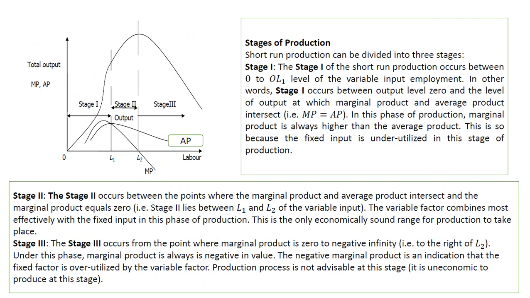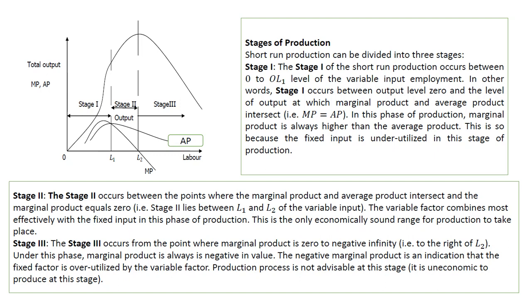Stage 3 is a portion of the production process where output begins to fall as we employ more and more variable input on the fixed input. So stage 3 is a place where it doesn't make sense to produce at all, because if you attempt to increase the variable input beyond L2, your total output will begin to fall, meaning the new person you have employed is not adding any value to your business.